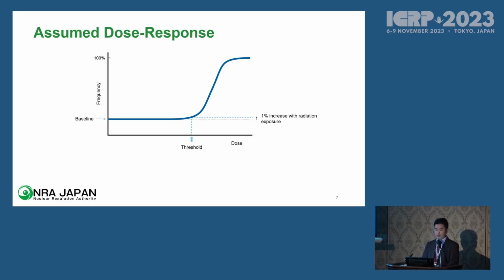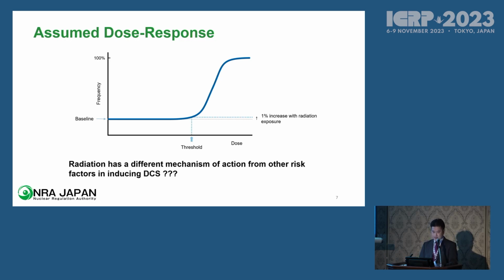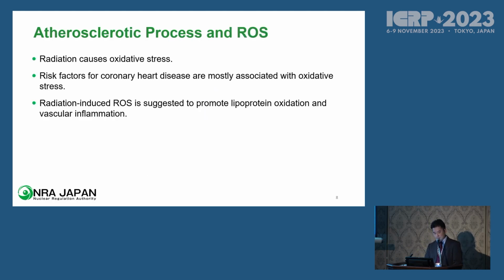As we know, there are many risk factors for DCS, such as smoking, hypertension, and diabetes. In this formulation, it is implicitly assumed that radiation is independent of the influence of these risk factors. In other words, radiation has a different mechanism of action from other risk factors in inducing DCS. However, such a premise is questionable.